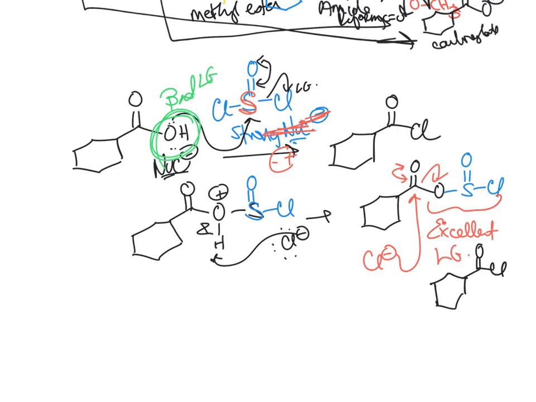You just convert it, and so it's converted to an excellent leaving group here. So you're just changing the leaving groups, and that's how it affects your reactivities. Acid chlorides can go into acid anhydrides, esters, and amides.